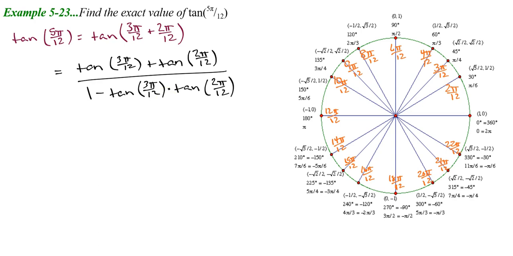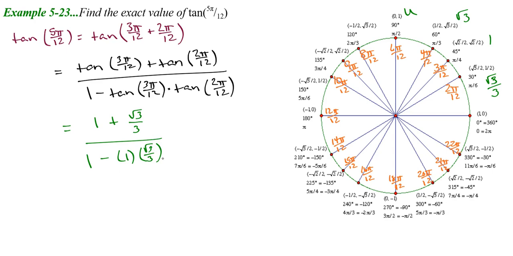Okay, so now here, in order to fill these in, we have to know our tangent values. So remember, your tangent values here is undefined. This is radical 3. This is 1. This is radical 3 over 3. So tangent of 3 pi over 12 is 1, plus the tangent of 2 pi over 12, this is radical 3 over 3, divided by 1 minus tangent of 3 pi over 12, remember, is 1, times radical 3 over 3 again.